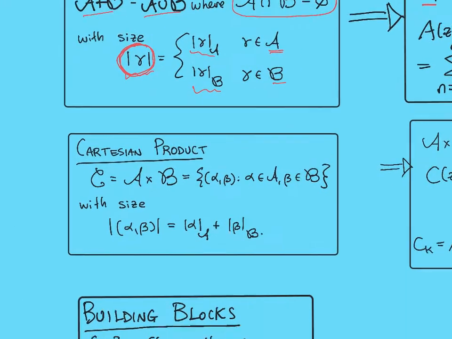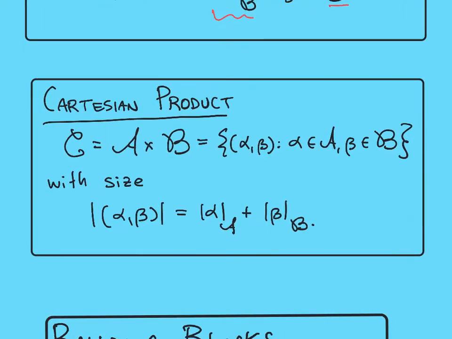Okay, what's more interesting is the Cartesian product. So if I have A and B, their Cartesian product will just be ordered pairs, alpha beta, where alpha belongs to A and beta belongs to B. And the size function for the Cartesian product will be just the size of alpha plus the size of beta. And why is this a valid size function? Well, we'll see in a moment how you compute it.